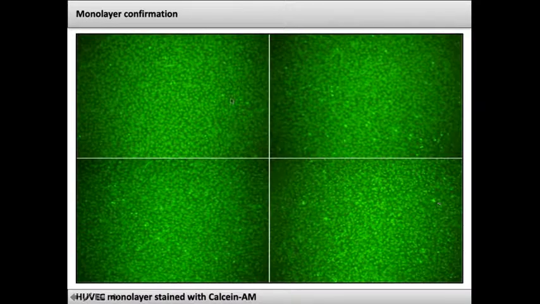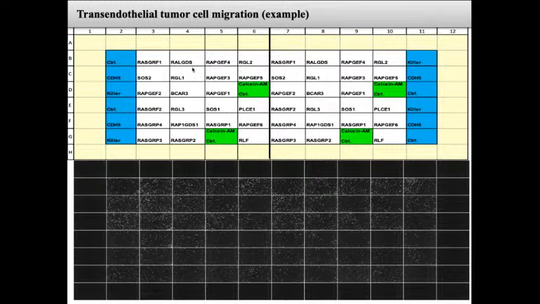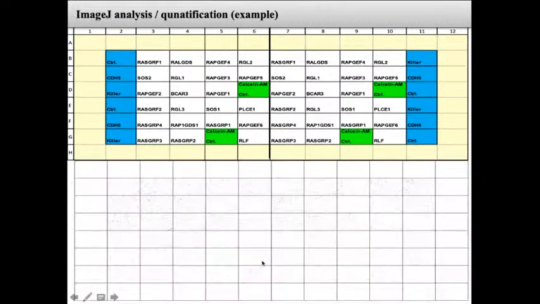And this is how the HUVEC cells look when I stain them with calcein, which is a dye to check whether your cells are present or not. So the monolayer looks fine, and these are the controls. This is after the knockdown. These are the number of tumor cells which have been transmigrated. You can see with RAPGEF6, if I transfect them, very few are able to transfer. But in another case, many were able to do it. So in that case, RAPGEF6 seems to be ideal because it doesn't let the tumor cells transmigrate.